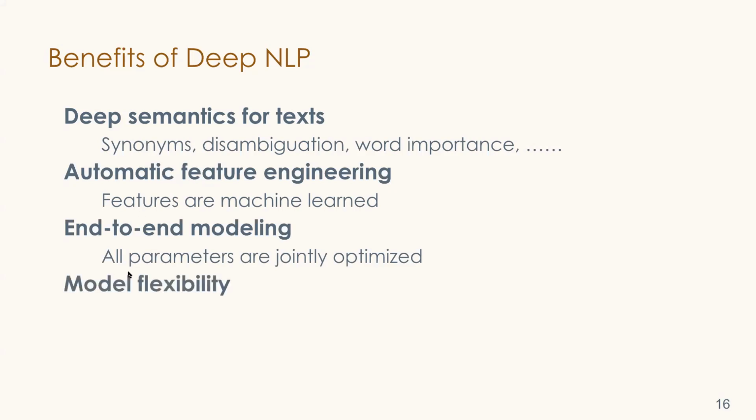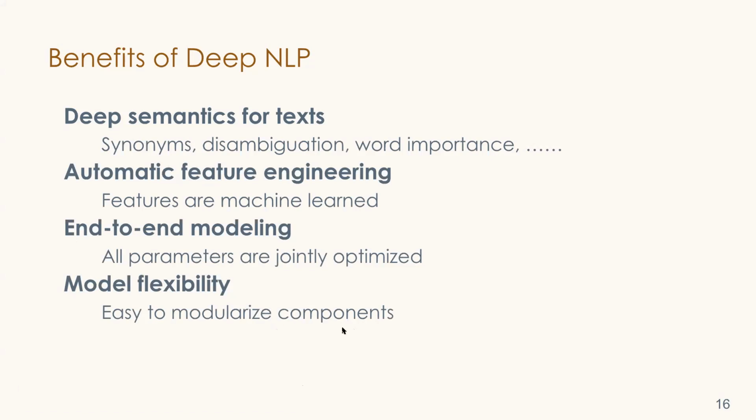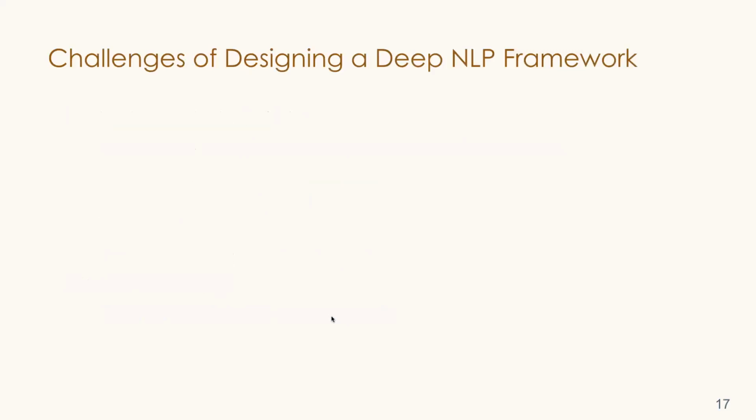And as you will see later, it's very flexible to replace one module in the DeText framework. For example, we provide multiple text encoding methods such as LSTM, CNN, and BERT. So our goal is to design the DeText deep NLP framework.